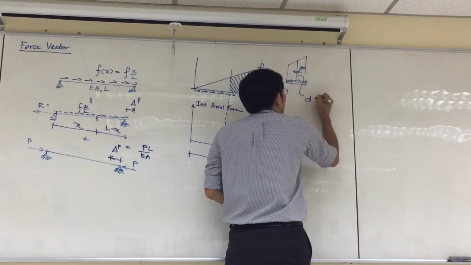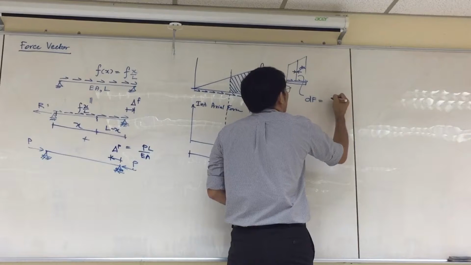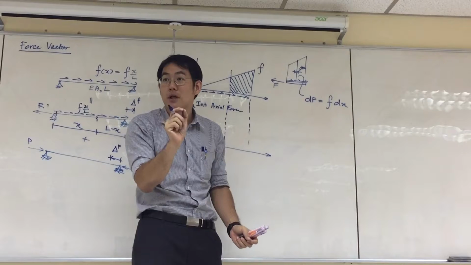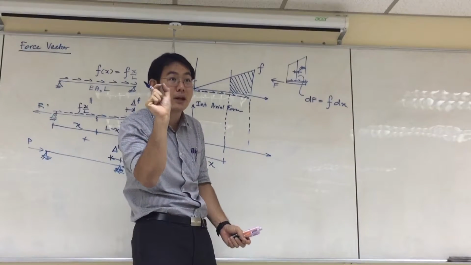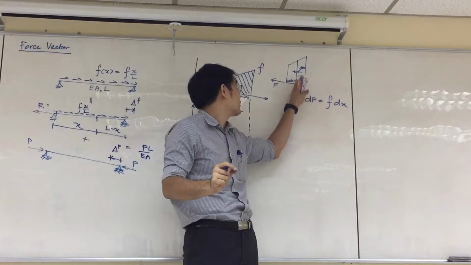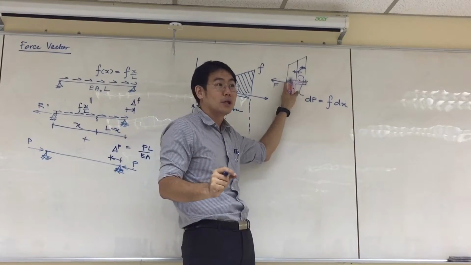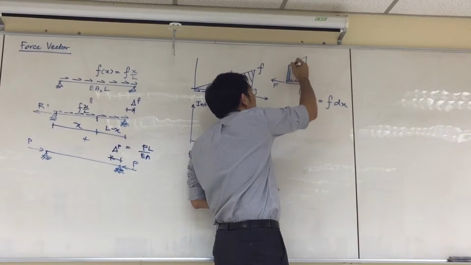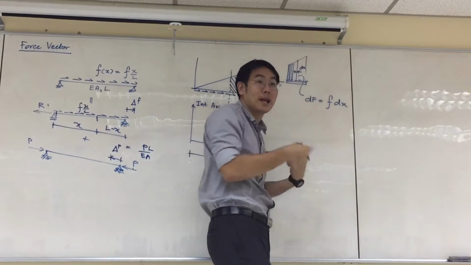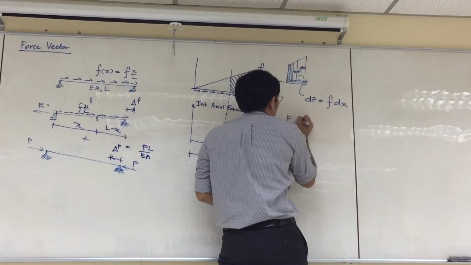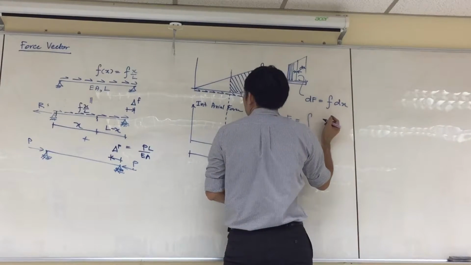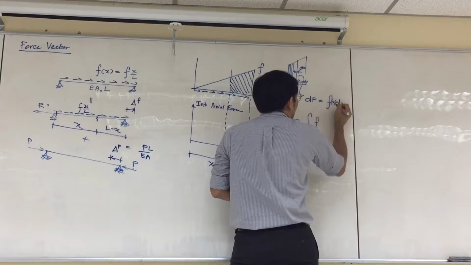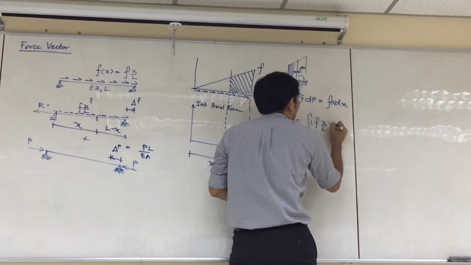This dF is equal to this f dx. Distribution multiplied by a little infinitesimal length, you get a little force that is contributed by this strip. So you integrate all of this from little strip here, little strip here, little strip here, then you add up. This is an integration process, so you end up with F equals the integration of this distribution, which is fx over L dx.